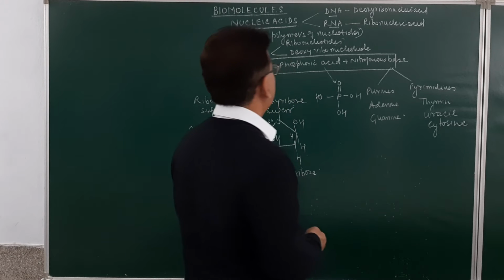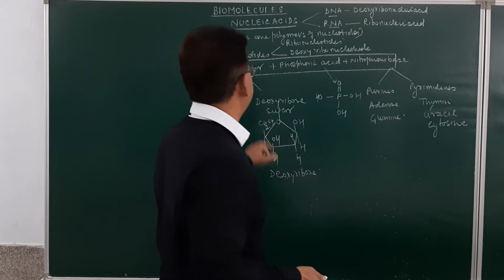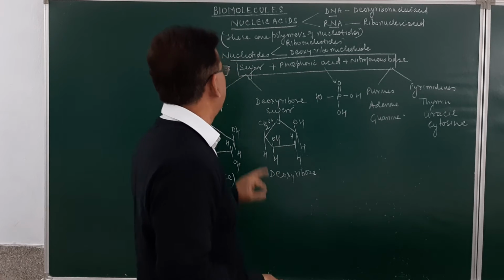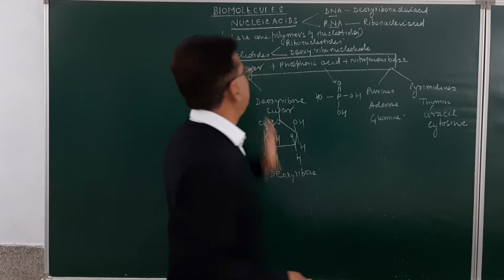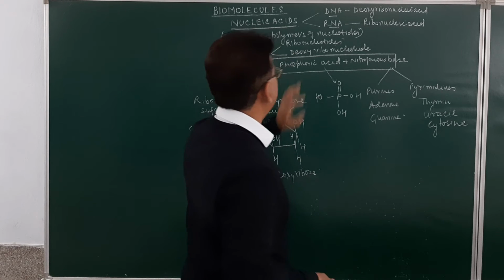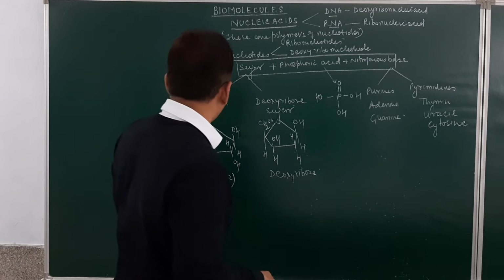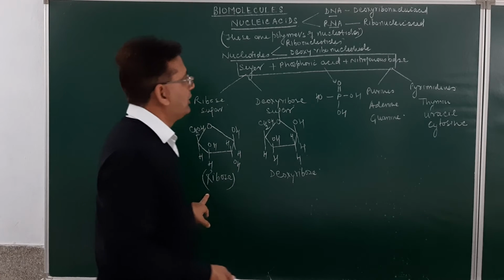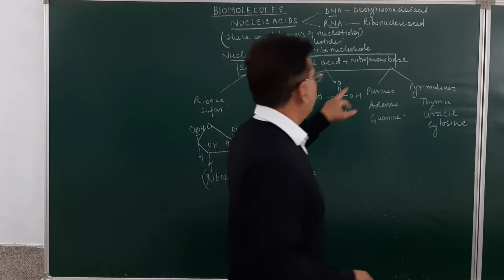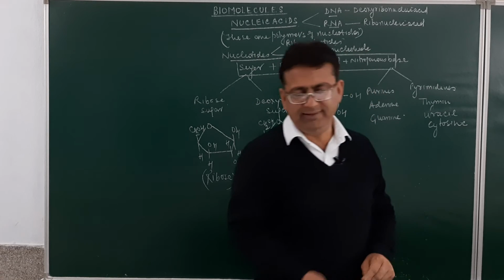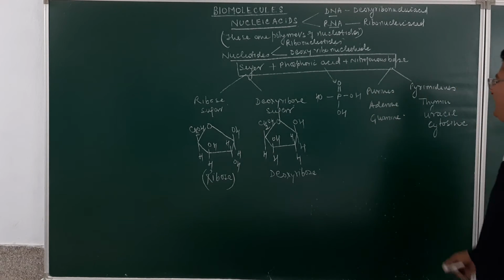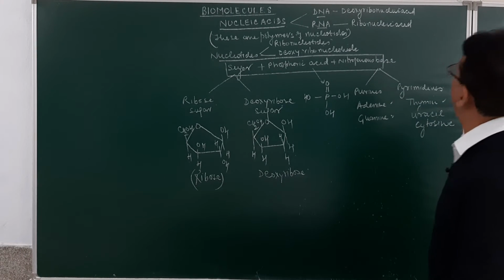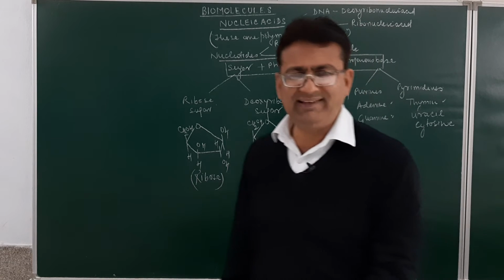What are nucleic acids? They are the polymers of nucleotides. What are nucleotides? A composition of sugar, phosphoric acid and nitrogenous base. What are two types of nucleic acid? DNA and RNA. Nucleotides, ribonucleotides and deoxyribonucleotides. What are two types of sugar? Ribose sugar and the deoxyribose sugar. Phosphoric acid will be this and nitrogenous base will be purines and the pyrimidines. What are the various types of purines? Adenine and guanine. Pyrimidines will be thymine, uracil and cytosine.